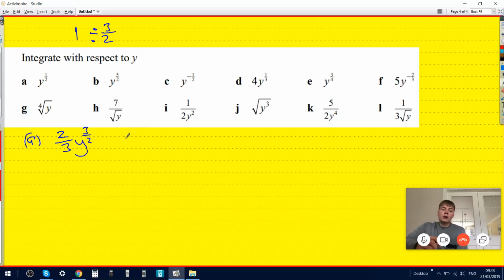Right. So B. Is that half again? Yeah. That's 5/2. 5/2 to the y.